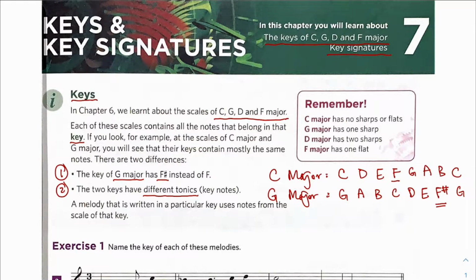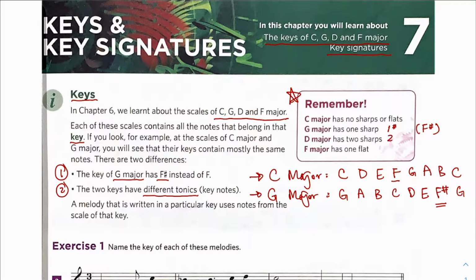A melody that is written in a particular key uses notes from the scale of that key. So if a melody is written in C major, you will find the notes C, D, E, F, G, A, B, C in the melody. And if the melody is written in G major, you will find the notes G, A, B, C, D, E, F sharp, and G in the melody. Remember, C major has no sharps or flats. G major has one sharp, and the sharp is F sharp.